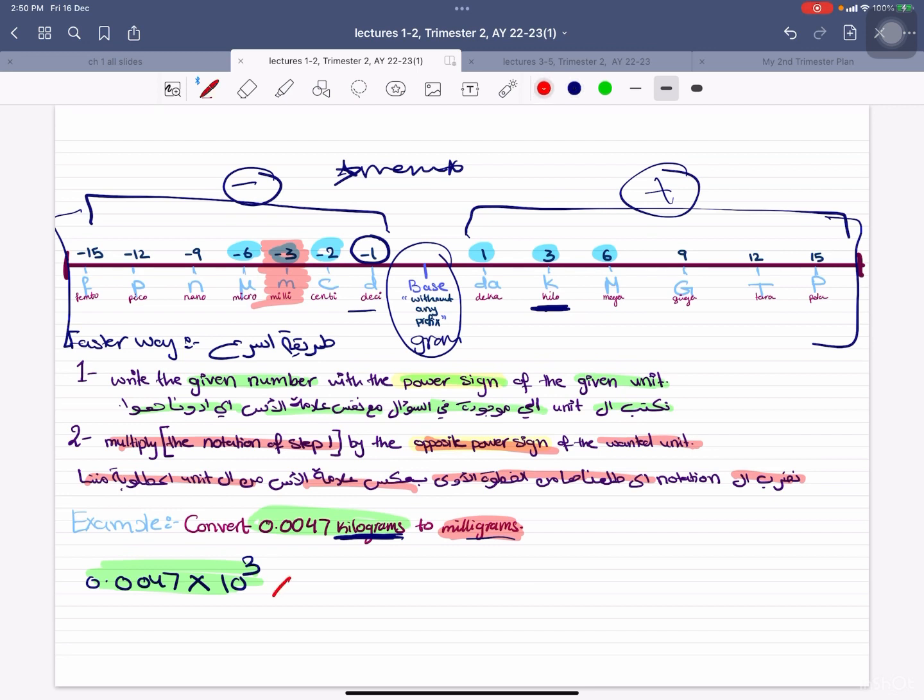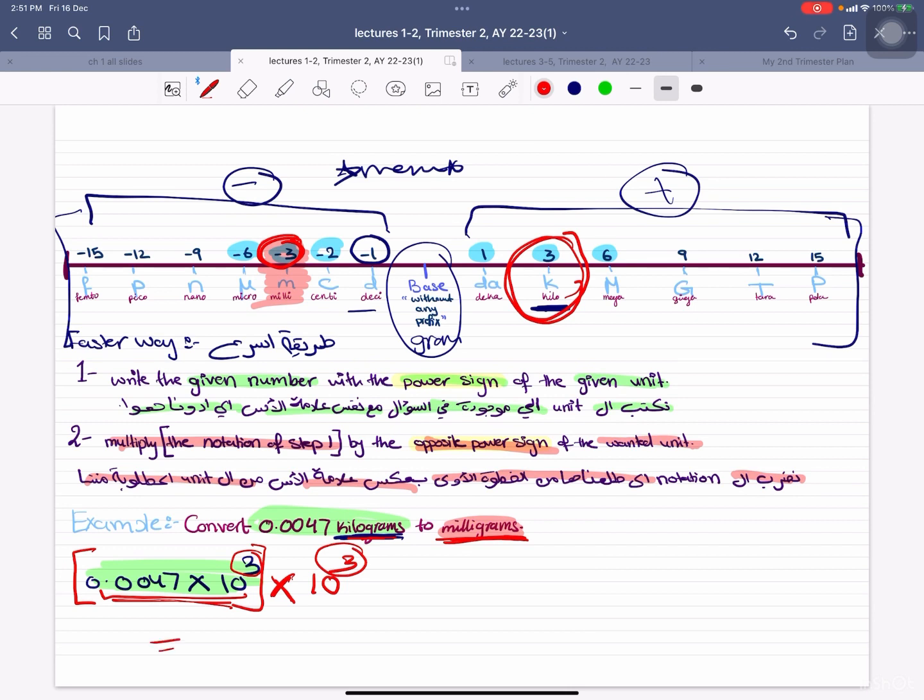To do step number 2, let's put it in red. I'm going to multiply this scientific notation from step 1 by milligrams. What do I have for milligrams? 10, but I won't put 10 to the power of -3. I put the opposite, the opposite of the power sign of my wanted unit, so 10 to the power of 3. You got it? So first we wrote step 1 with the exact same power of the given, multiplied by the power of the wanted unit, but with the opposite sign.